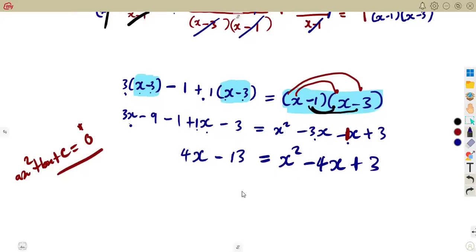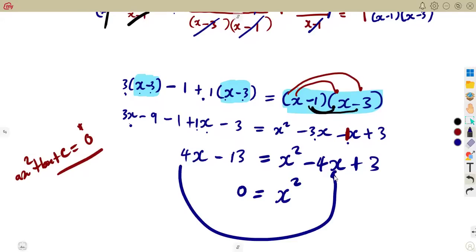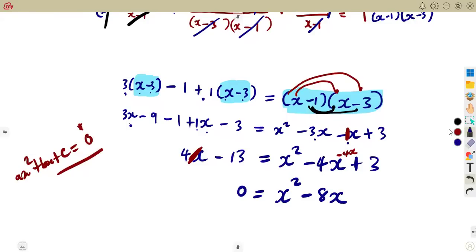So it is going to be 0 is equal to x squared. The 4x to the other side will be negative 4x. Remember, it was positive here, so you take it there, it will be negative. So that's minus 4, which is minus 8x. Same thing, the 13, we take it to the other side. It was positive, so simply add 13 both sides. So we are going to have 3 plus 13, which is 16. So this is what we're going to have.